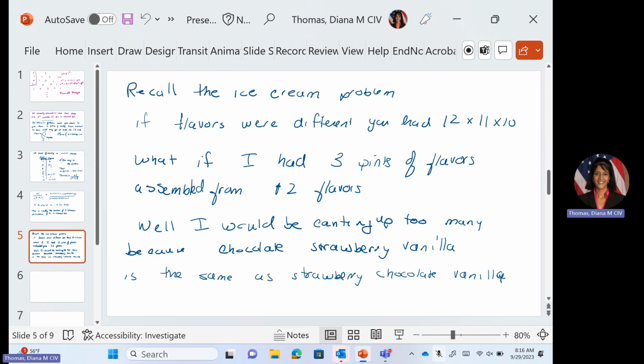So I don't want to count these two to be the same. Right? There's 3 cadets sitting on the dais. How many ways can we rotate them around? Oh, remember? 3 factorial, right? So there's 3 factorial ways that you can take this chocolate, strawberry, vanilla, and rearrange them around. So I've got to divide by that.